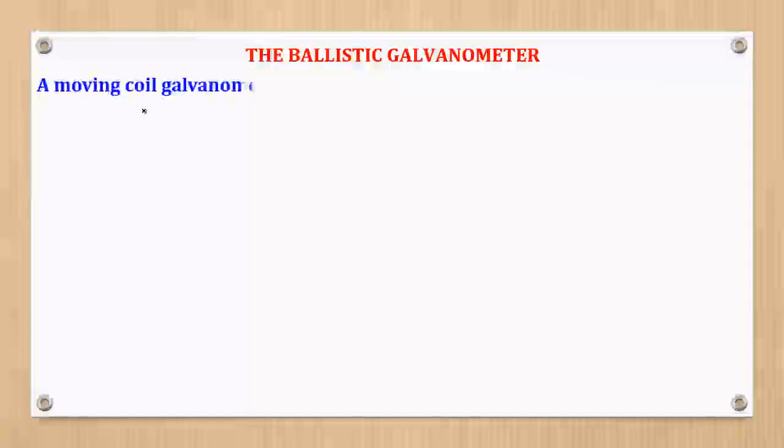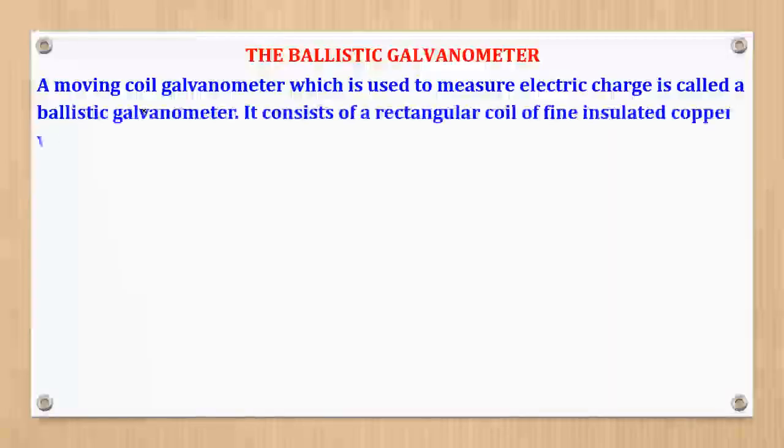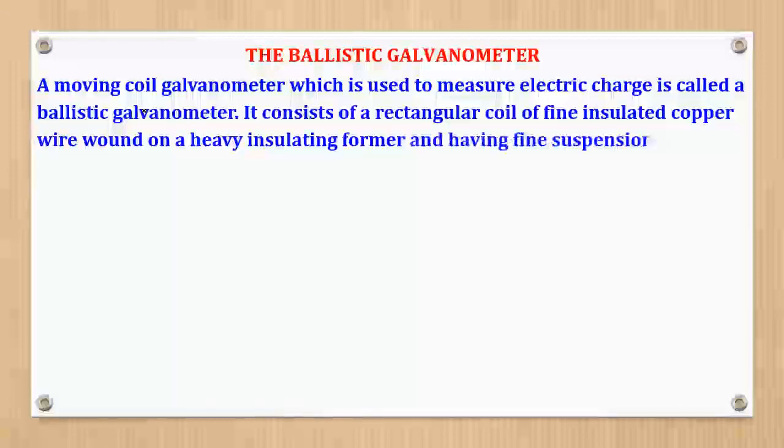Previously we looked at what we call a moving coil galvanometer. That moving coil galvanometer was used to measure small currents, okay? But when we modify it a little, it can be used to measure electric charge. And when that happens, it gets a special name called a ballistic galvanometer. So in short, a moving coil galvanometer measures small electric currents, but when modified, it can measure electric charge, and in that case, it is called a ballistic galvanometer.